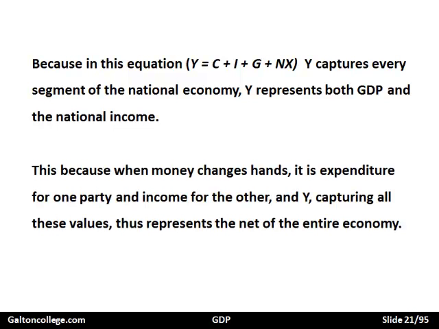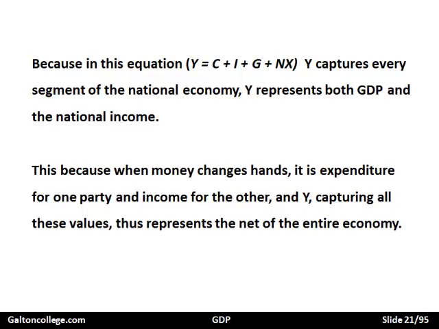This is because when money changes hands, it's expenditure for one party and income for another. So the expenditure of one is the income of another. And Y captures all these values. Therefore, it represents the net of the entire economy. So when we have expenditure, one person's expenditure is another person's income. And this is what captures it.